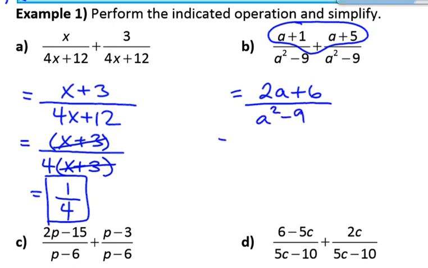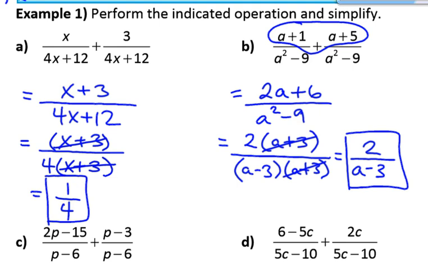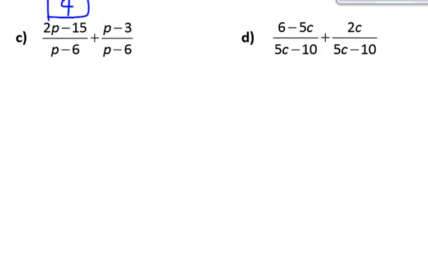Okay, now we reduce. In the numerator, we can factor out a 2. In the denominator, notice that's a difference of squares, so that will become a minus 3 times a plus 3. A plus 3 cancels, leaving you with 2 over a minus 3. All right, example C. We have the same denominator, p minus 6. So now we just simply combine like terms. But now notice that I do have some subtraction going on, so you need to keep that in mind.